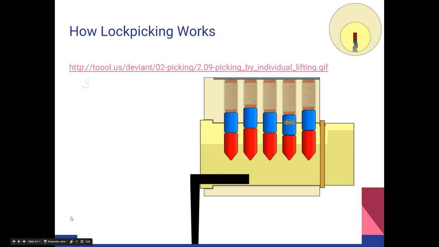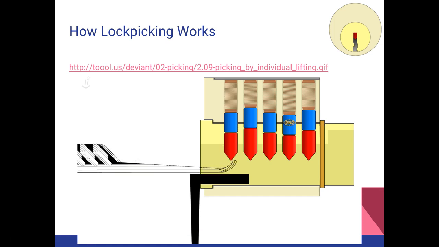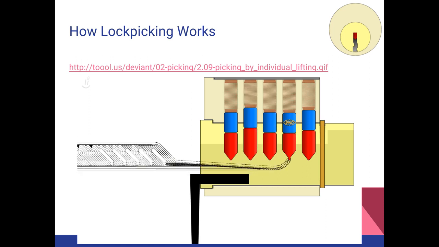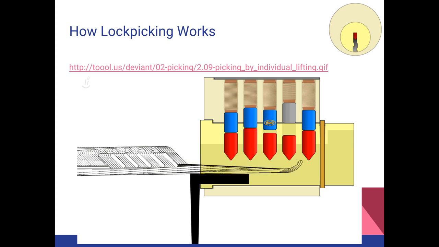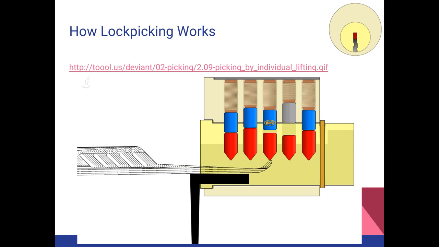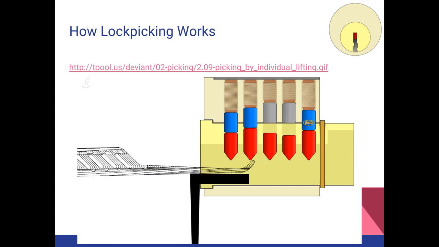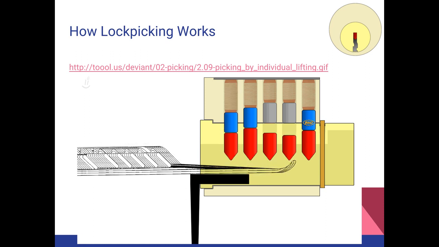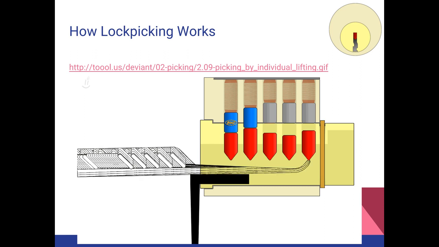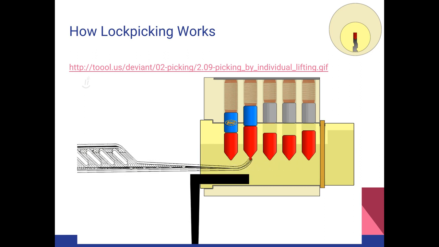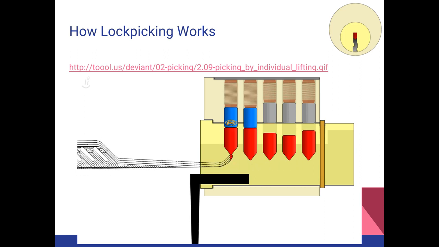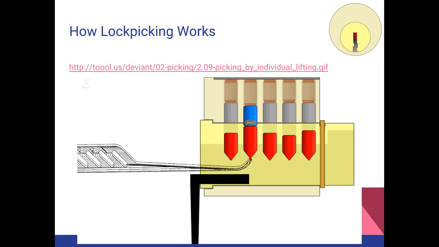The torque wrench is inserted, a little bit of torque is applied. You try pins one by one, lifting them up to what you guess is the shear line, and you'll not necessarily hear a click when it sets, but you'll definitely feel a jerk in the torque wrench because it's not binding on that pin anymore and will let you go a little bit further. And so it's not going to be much. It's not even going to be 1 millimeter, but you'll feel it.